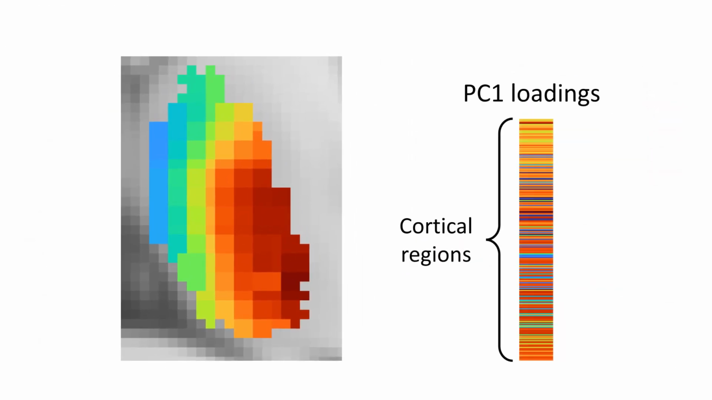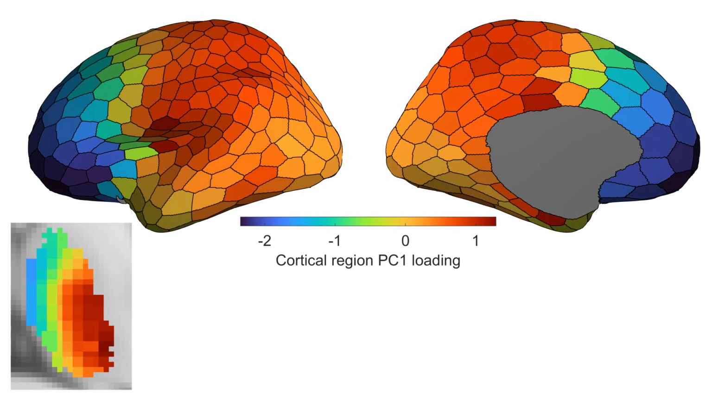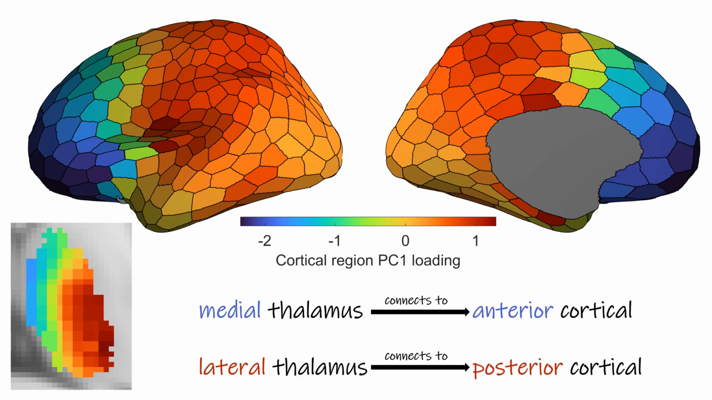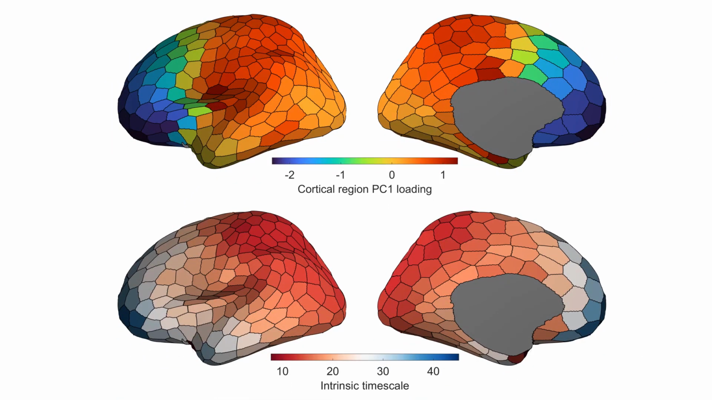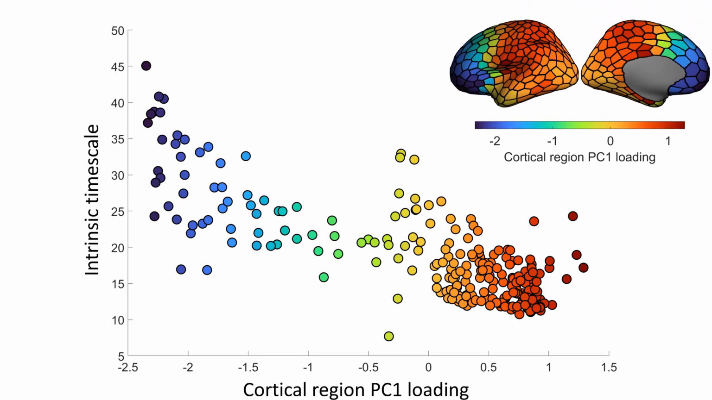Finally, we can project the first principal component loadings for cortical regions onto the brain to see which areas are associated with connections along the medial-lateral thalamic gradient, finding that these connections map to an anterior-posterior cortical one. Furthermore, we wanted to know if this cortical pattern corresponds to cortical function, especially as thalamic connectivity has previously been associated with cortical intrinsic timescales. Indeed, we found that intrinsic timescales were highly correlated with our cortical gradient.